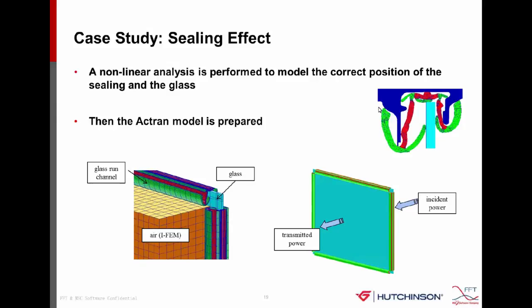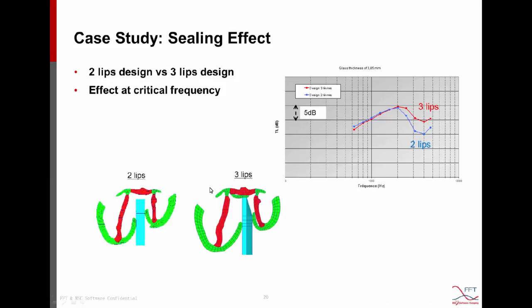So to run this project, we have gone through 2 steps. In the first step, the MARC software, which is a nonlinear finite element modeling software, was used to simulate the seal and to calculate the position of the sealing and the glass. And then in a second step we used Actran to model the acoustic transmission through the window while taking the sealing design into account. So we see results obtained with two sealing designs.